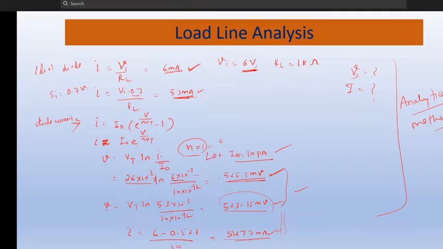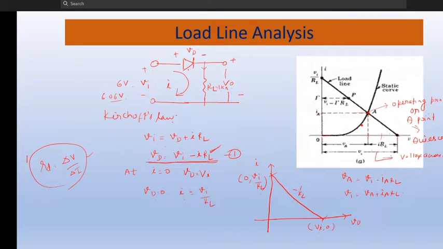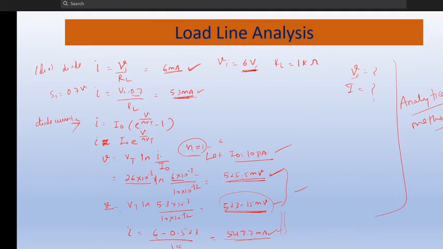Once I get the value of V, I put this value of V in this equation and calculate I, because this is the voltage across the diode. So what do you write? Vi minus Vd, divided by the resistance. This is the input voltage minus the voltage across the diode, divided by the resistance. So that gives you the value of current. You get the two intercepts: you got V, the voltage across the diode, and the current flowing through the diode. So this is what we have done analytically.